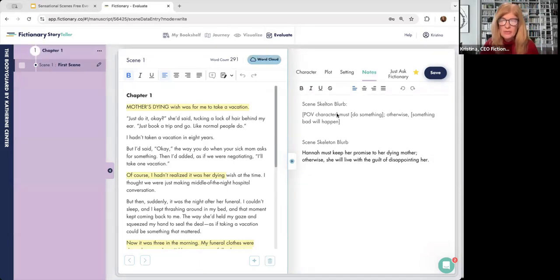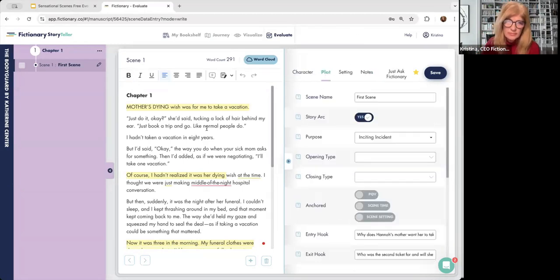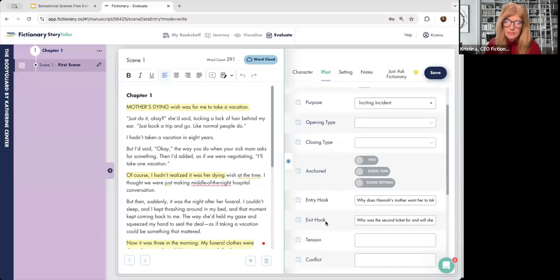And so what we're going to do is look at the scene structure here, and I'm going to show you in here what points to the romance genre for this book. If we go to the entry hook, it's right here. Mother's dying wish was for me to take a vacation. That makes you want to know, like, who is she? Why is her mother dying? Is this a good or a bad thing? We don't know yet. And so that's the entry hook right in.